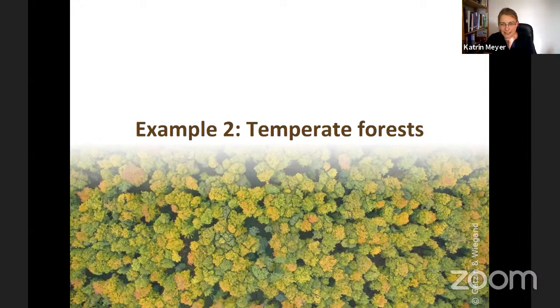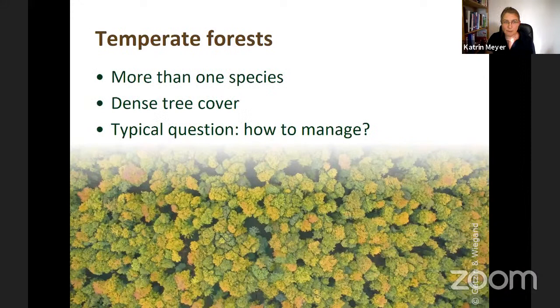Now, the second and third examples are very brief, just to give you a glimpse of the variety and diversity of ecological modeling. The second example is about temperate forests. And of course, here we now have a slightly more challenging situation, because we usually have more than one species. Sometimes we also only have a pure stand, but for sure, even if it's a pure stand, the tree cover is denser than in the desert. And a typical question would be how to manage this. So probably some of you are also interested in silvicultural questions.